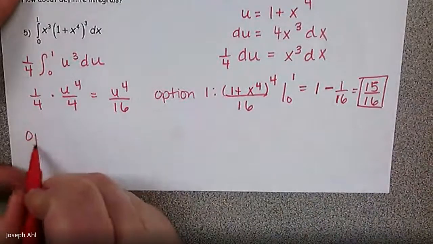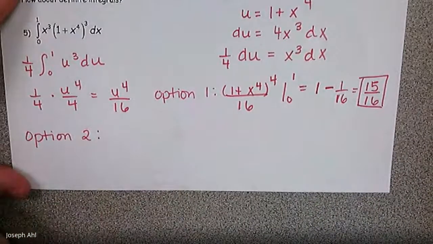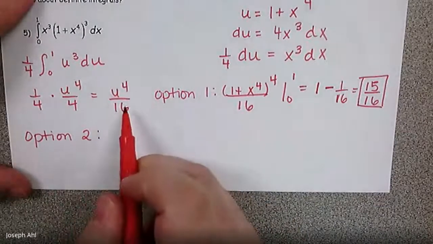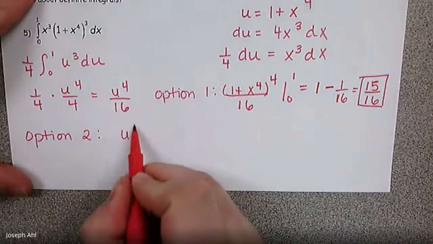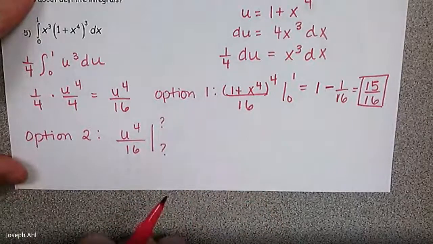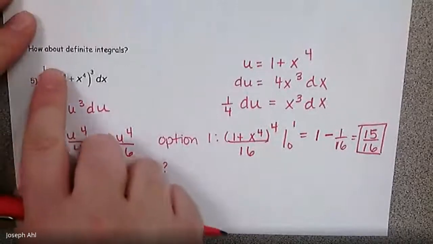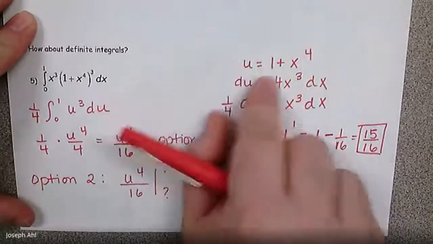But option 2 is you could leave it in terms of u, but you're going to have to adjust the bounds. So if I come back over here and I say, okay, well, the antiderivative was u to the 4th over 16, what are these 2 bounds right here? Well, to figure that out, let's go ahead and substitute in our bounds of 0 and 1 to our u substitution over here.